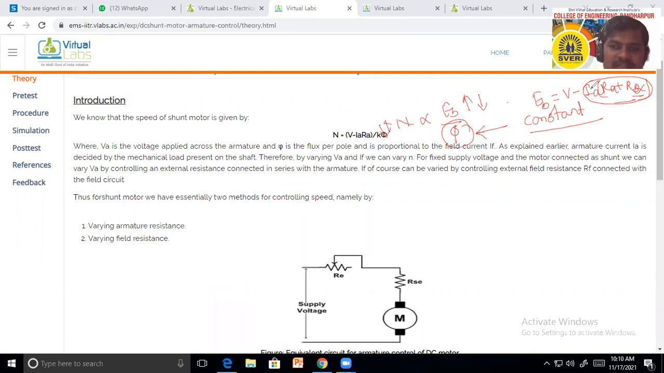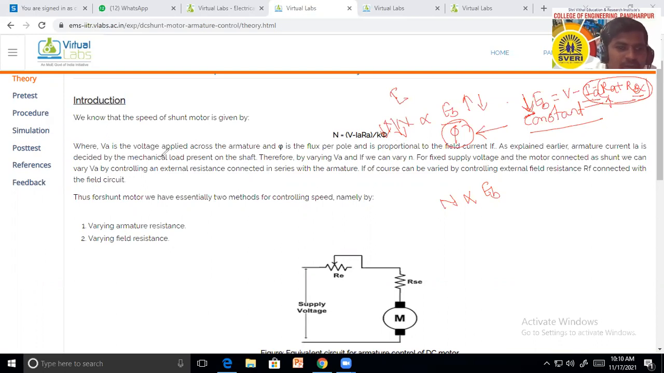If this drop increases, that means V minus this drop, again EB will decrease. So this minus term will increase. That means the back EMF will decrease. And if the back EMF decreases, then the speed of the motor will decrease because of the direct proportion, that is N is directly proportional to EB. If EB decreases, N decreases.